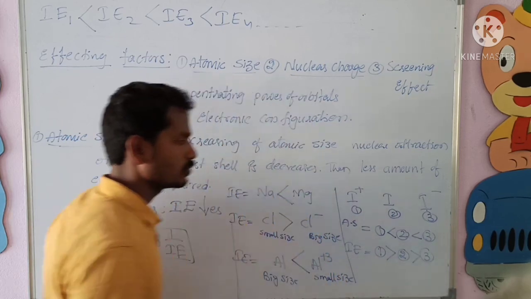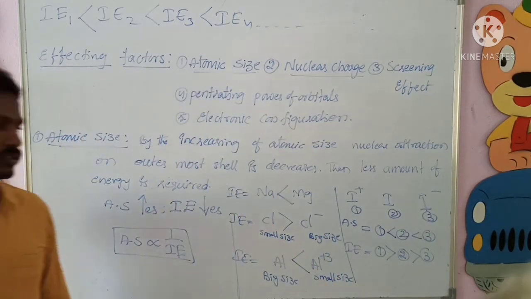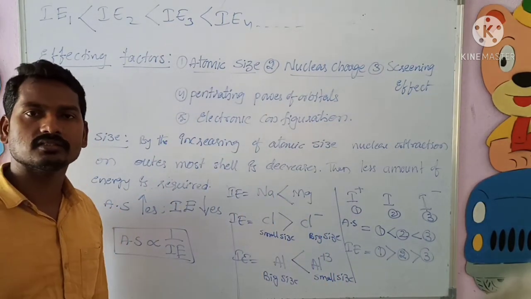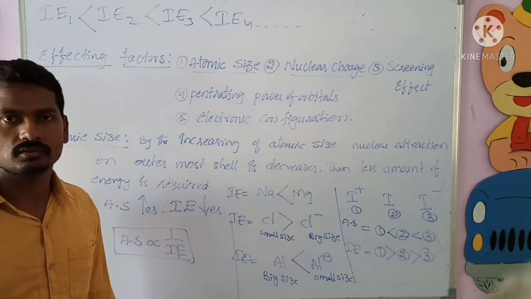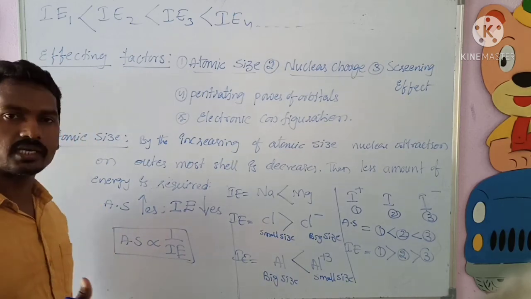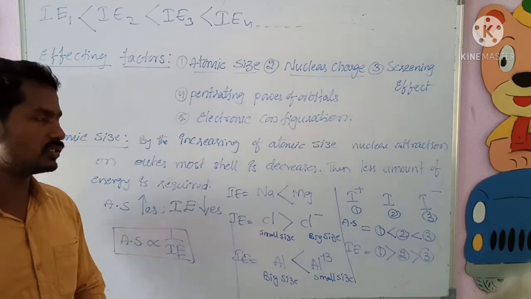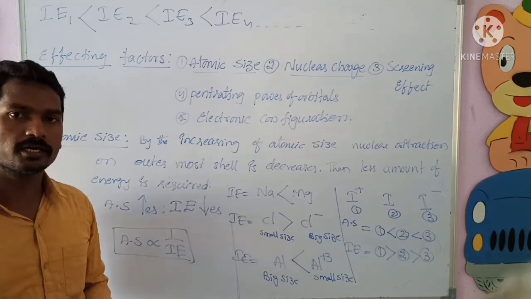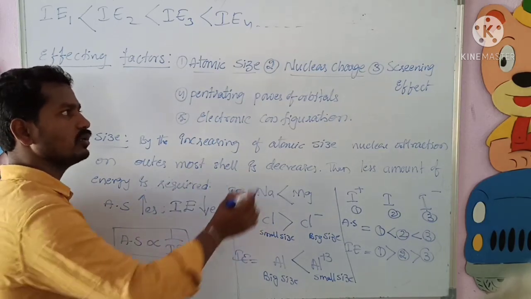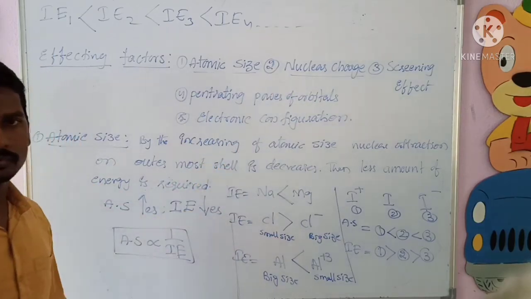This is how atomic size affects ionization energy, the factors affecting it. Okay, how atomic size affects ionization energy is the concept. Now we will discuss the next one, nuclear charge.